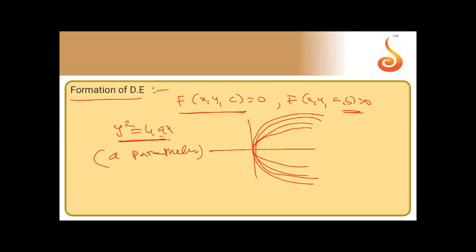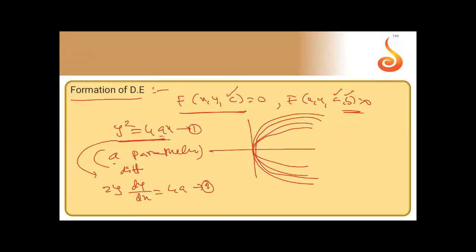So you have to eliminate the arbitrary constants and form a differential equation. Here the arbitrary constant is a. So you want to get a differential equation by eliminating the arbitrary constant. For y square equal to 4ax, a is the parameter. Now you can differentiate: 2y dy by dx equal to 4a into 1, that is 4a.